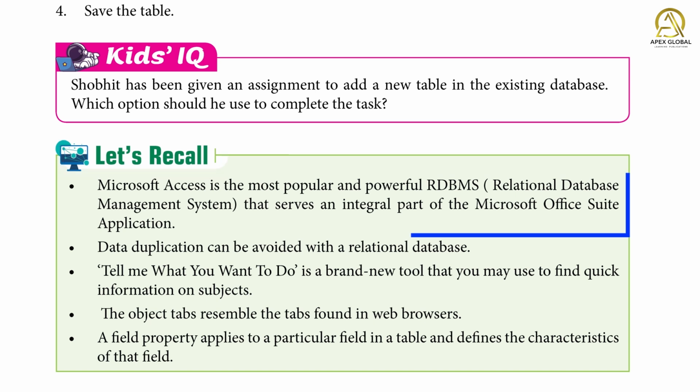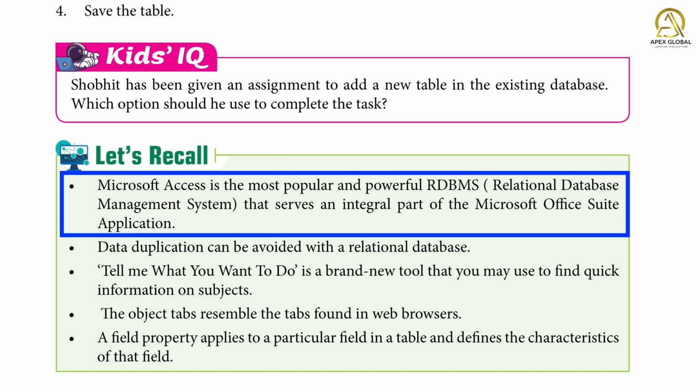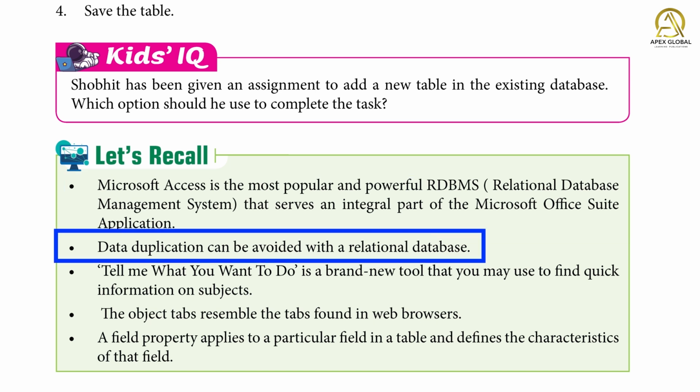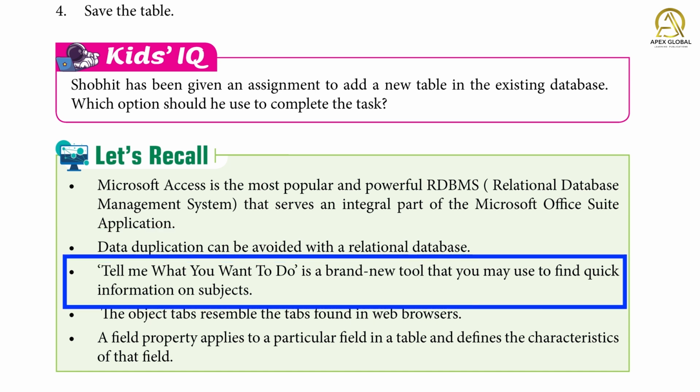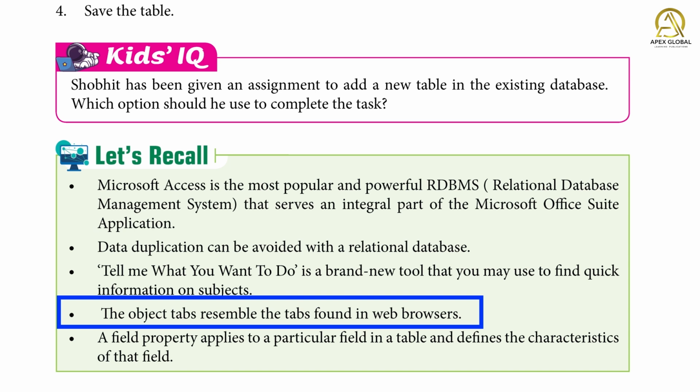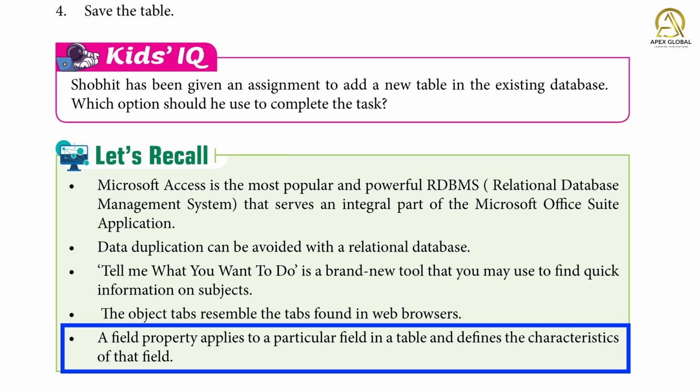Let's recall. Microsoft Access is the most popular and powerful RDBMS, relational database management system, that serves as an integral part of the Microsoft Office suite application. Data duplication can be avoided with a relational database. Tell Me What You Want to Do is a brand new tool that you may use to find quick information on subjects. The object tabs resemble the tabs found in web browsers. A field property applies to a particular field in a table and defines the characteristic of that field.